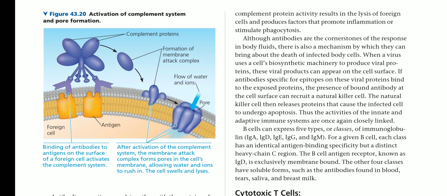And here one more diagram is shown. Those antibodies also activate the complement system, which forms the membrane attack complex, forming a pore in the cell membrane, allowing water and ions to rush inside. The cell swells and lyses, and that's why the cell bursts.